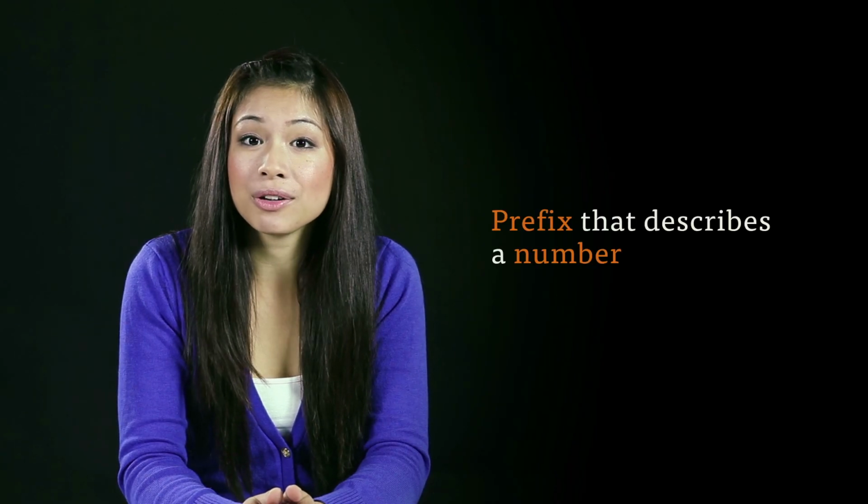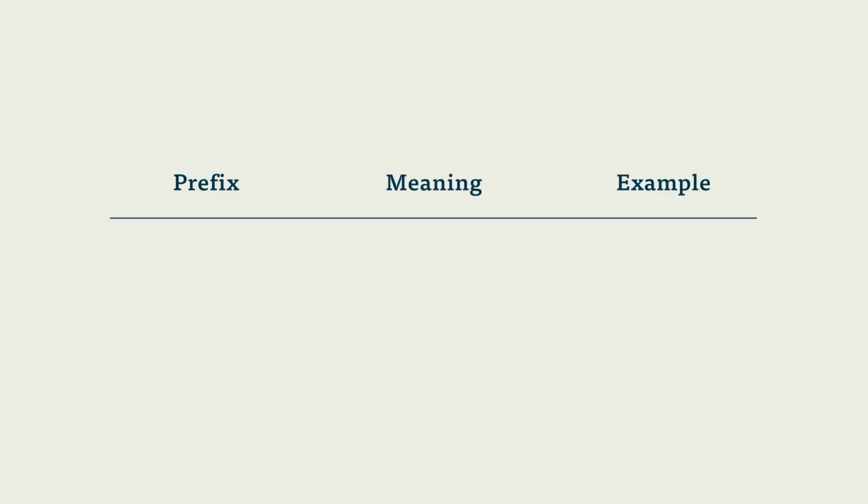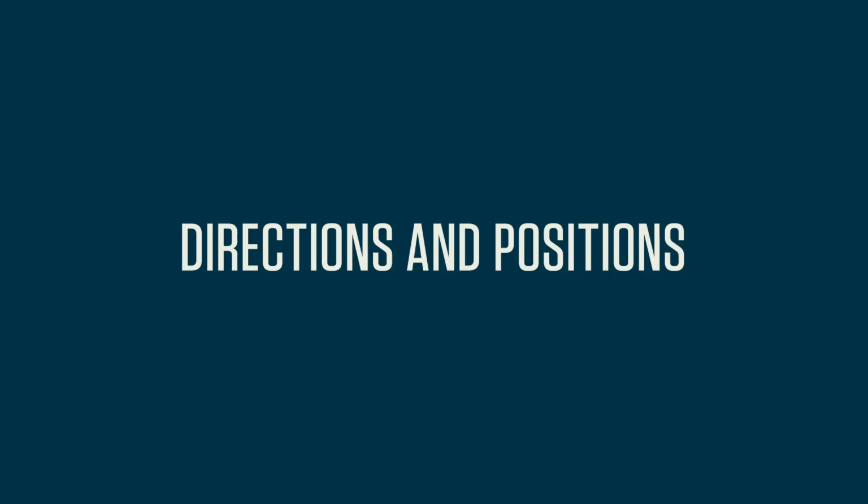Numbers. Many times you'll encounter a medical term that contains a prefix that describes a number. Here are a few of the most common. The prefixes mono or uni means one, for example, unilateral. The prefix bi means two, used in bilateral. Similarly, the prefix tri means three, used in triplicate.